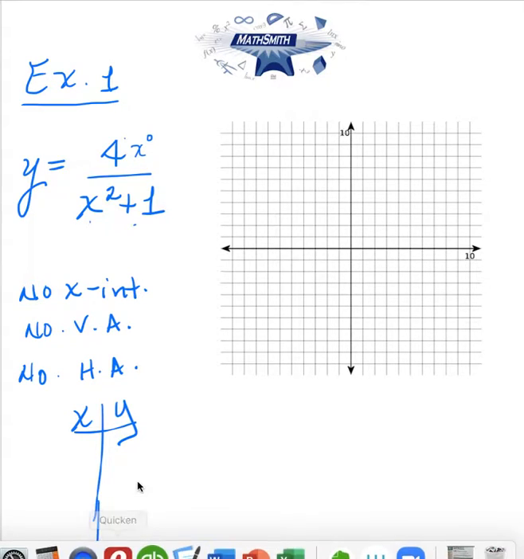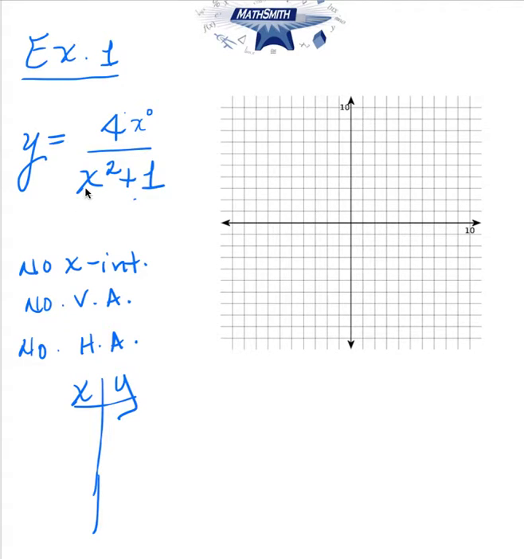Well, first of all, when x is equal to 0, that's my y-intercept. That's the other thing, too. What's my y-intercept? My y-intercept's where x equals 0. If I put a 0 in here, I'm going to get 4 over 1. So my y-intercept turns out to be 4, right? So I get 0, 1, 2, 3, 4. Here we go. Now let's pick some: -2, -1, 0, 1, 2. Let's see what we get.